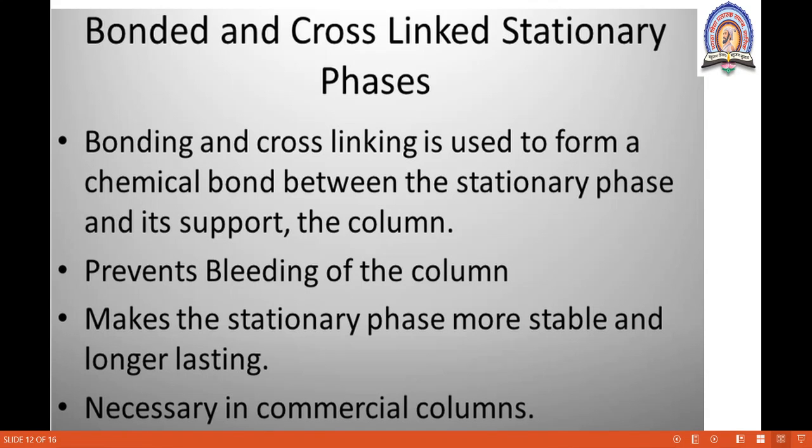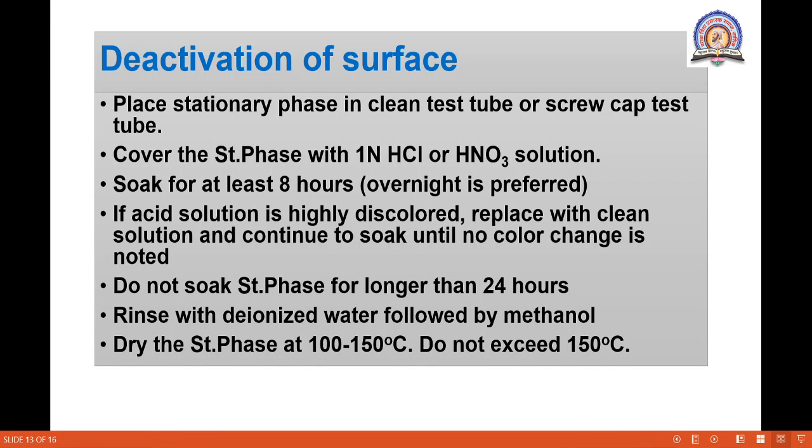So up to this point we have seen the different stationary phases used in gas chromatography. Then after that we see the deactivation of the surface. It means after separating the compound, the stationary phase is deactivated. After deactivation we can use that stationary phase again. So how the deactivation of the stationary phase, or the deactivation of the surface, takes place, the steps are here.